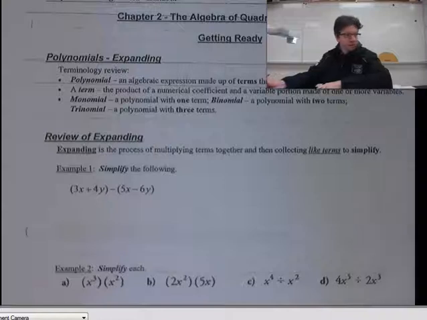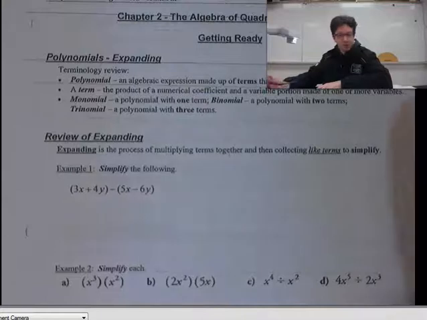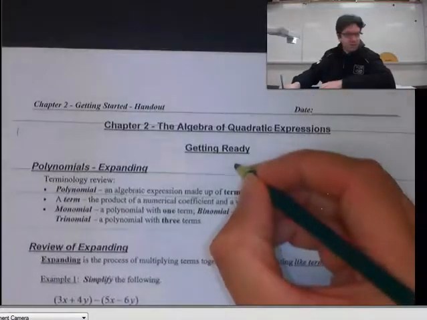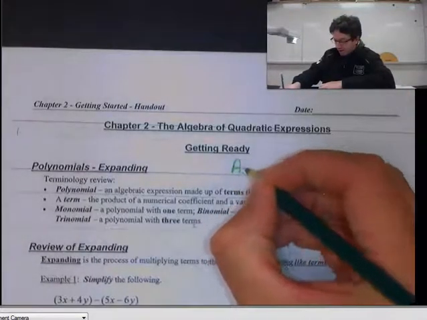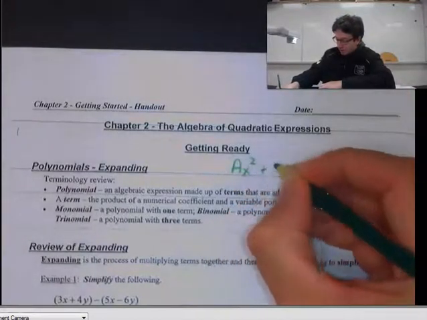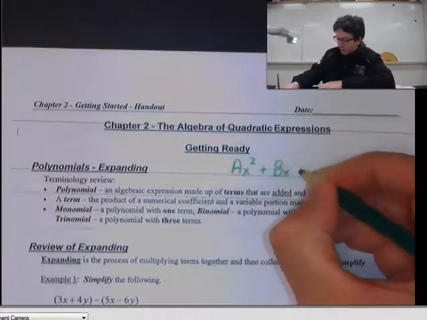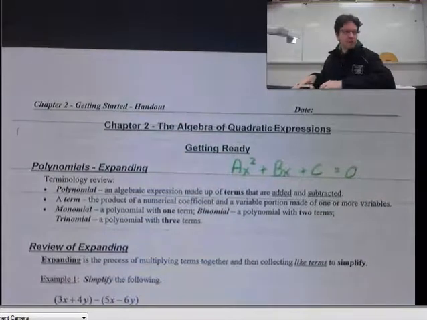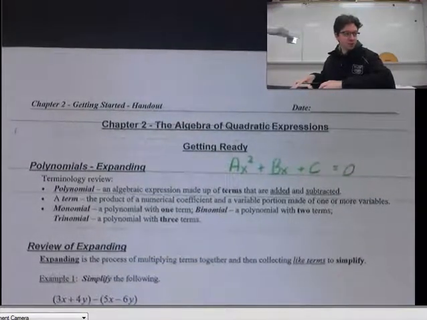Alright, so we're going to be starting chapter 2. Again, we're still doing quadratics, but we're not going to be doing vertex form in chapter 2. Instead, we're going to be going back and doing standard form. Standard form looks like this, where you have ax squared plus bx plus c equals 0. So that's standard form. We're going to be doing that a lot in chapter 2.